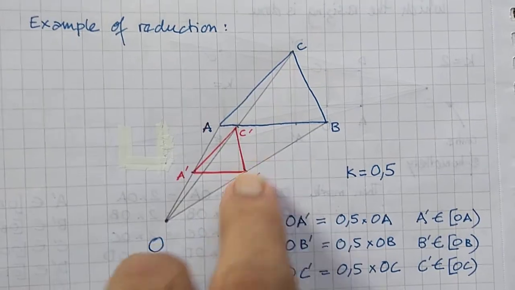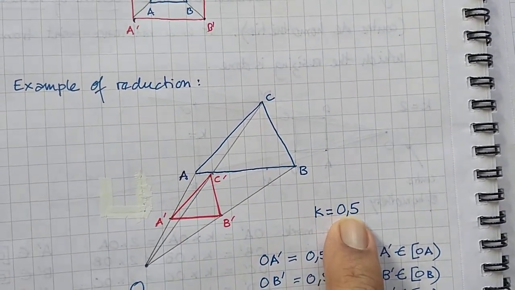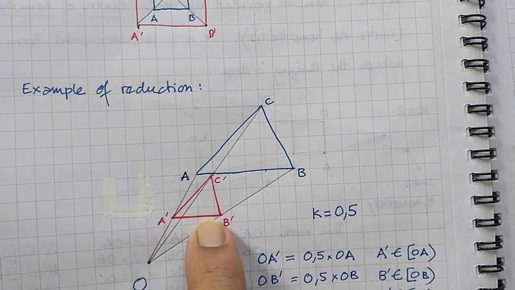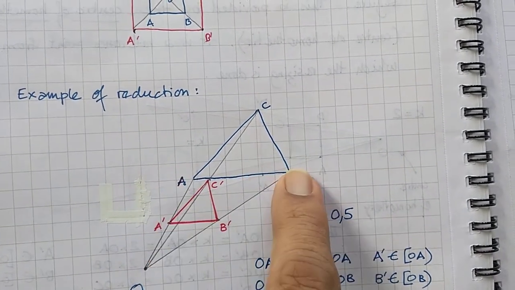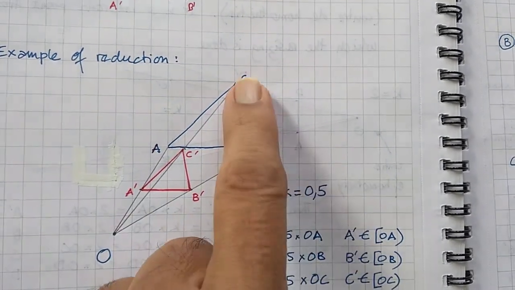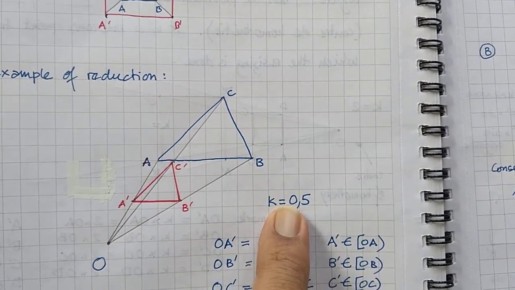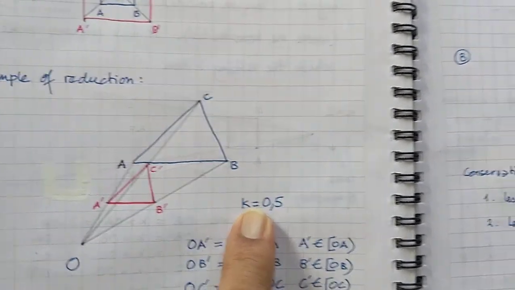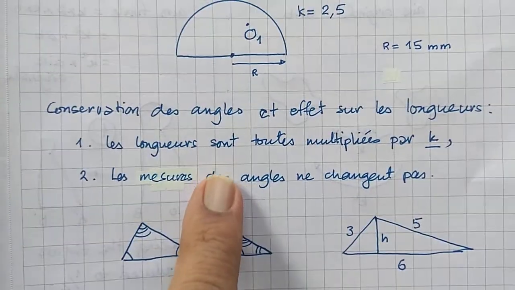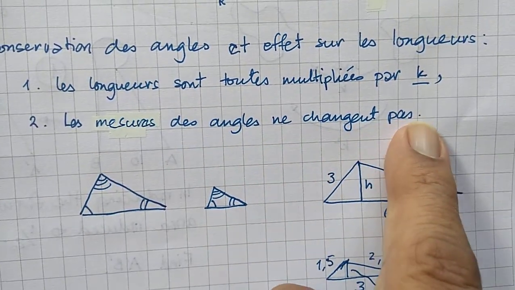Similarly here, when we did a reduction, if you have a k of 0.5, rapport de réduction, then you'll get A prime B prime is equal to half of AB, 0.5 times this. So all the lengths will be multiplied by k in enlargement or reduction. Then 2, les mesures des angles ne changent pas.